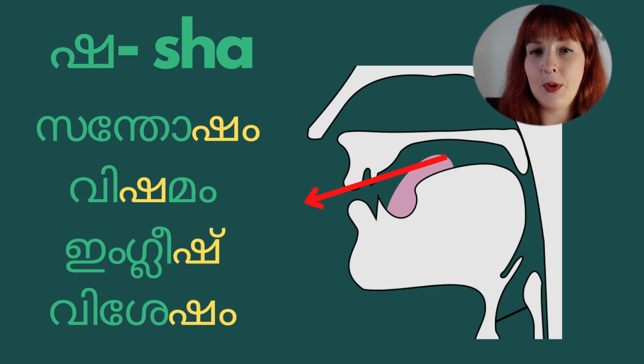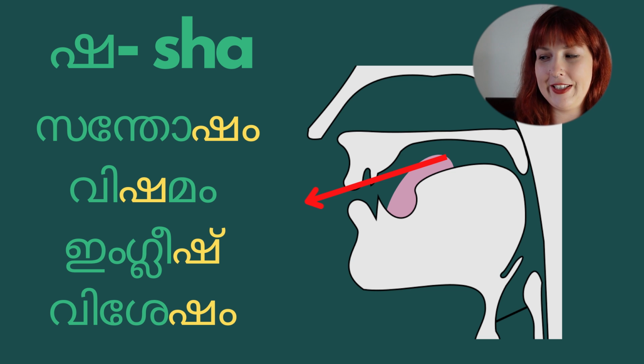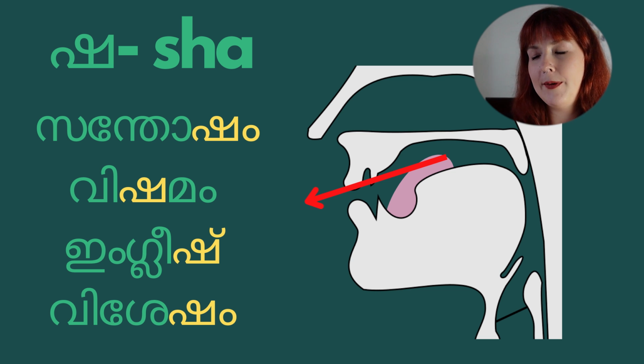As we said before, sandosham, vishamam, and vishesham. Listen, vishesham has both shas. Vishesham. All right. So now what we're going to do is an activity.